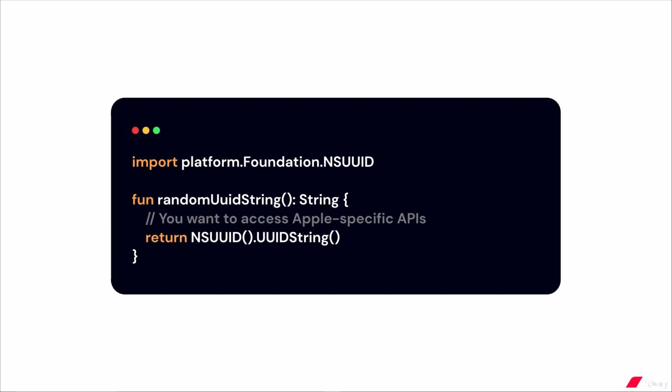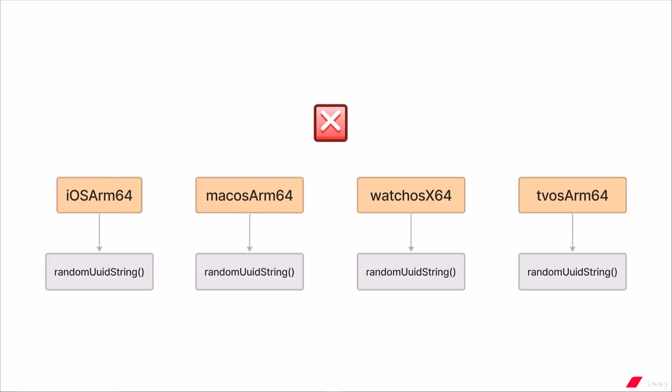So you cannot add this function to the common main because common main is compiled to all declared targets including Android. But this platform.foundation.nsuuid is an Apple-specific API that's not available on Android. So Kotlin would also show a compile time error if you try to access this specific import from the common main.